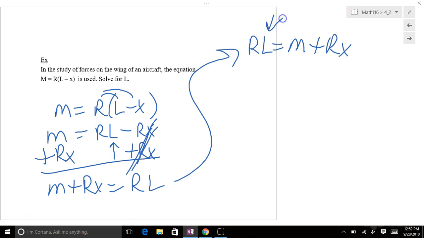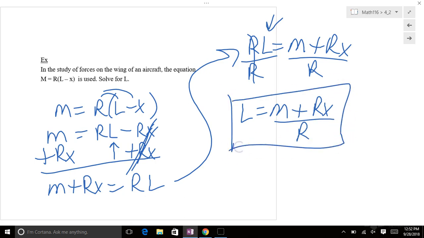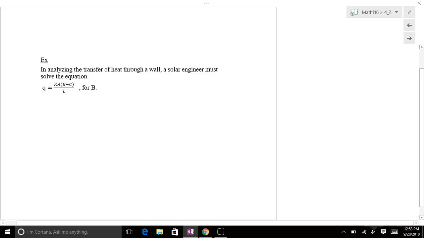And remember, we're solving this literal equation for L here. So go ahead and divide by R. If you divide by R on this side, you have to divide by R on that side, so that entire side. So L equals M plus RX over R. Or if you wanted to, you could write it as M over R plus RX over R, because that R is a common denominator of both of those terms. So either of those would be fine.